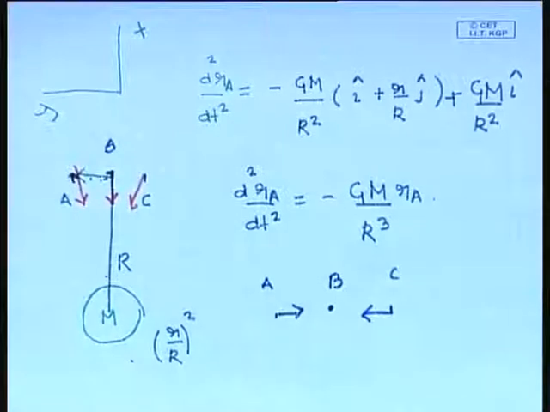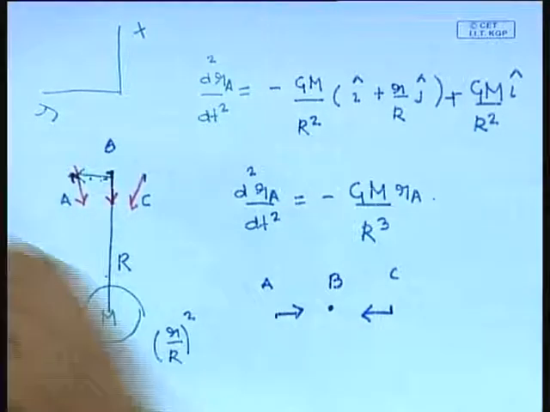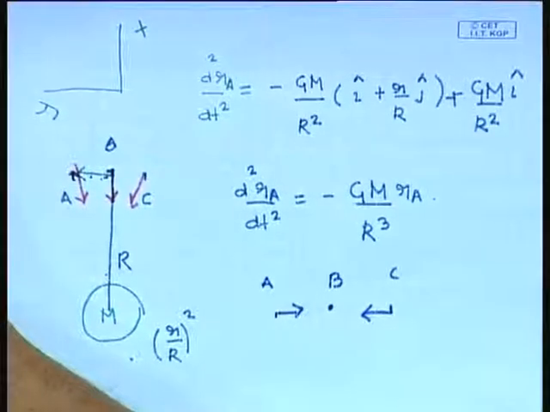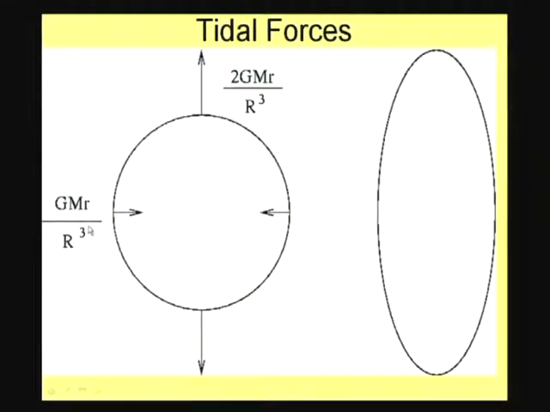So this picture basically summarizes the effect of tidal forces. Consider a ring of objects like this falling freely in the gravitational field of a massive object located at some large distance below. All of them are falling freely in the gravitational field of that massive object.